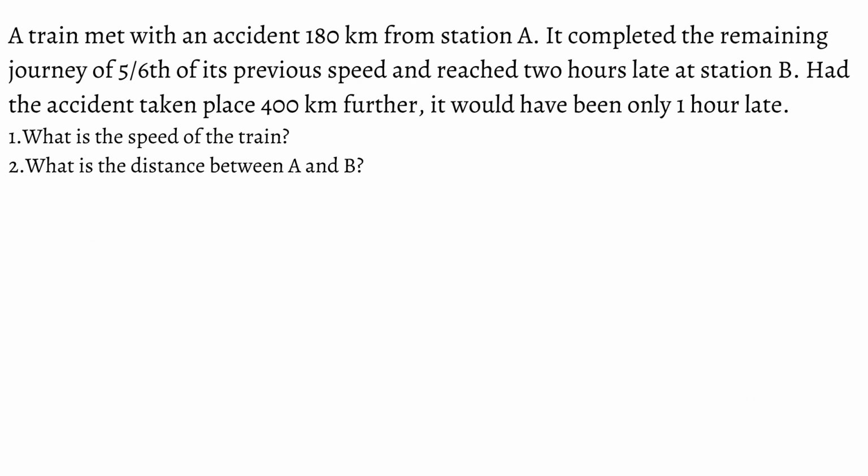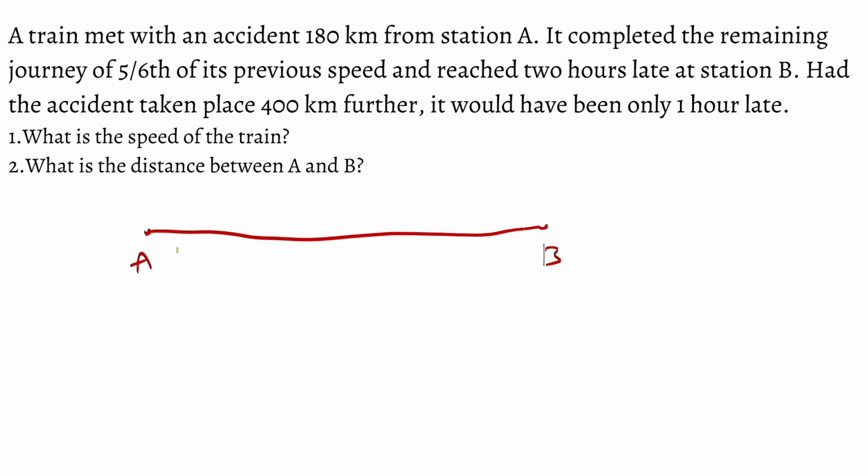A train met with an accident 180 kilometers from station A. It completed the remaining journey at 5/6 of its previous speed and reached 2 hours late at station B. Had the accident taken place 400 km further, it would have been only 1 hour late. So what's the speed of the train and what is the distance between A and B? So this is station A and this one is station B.